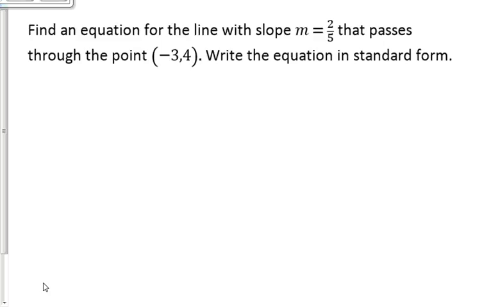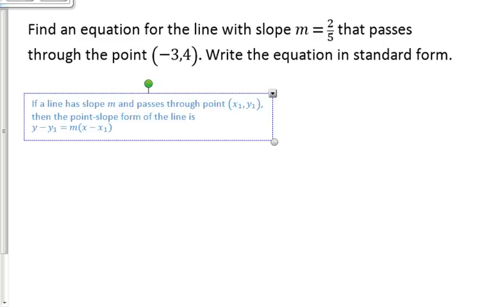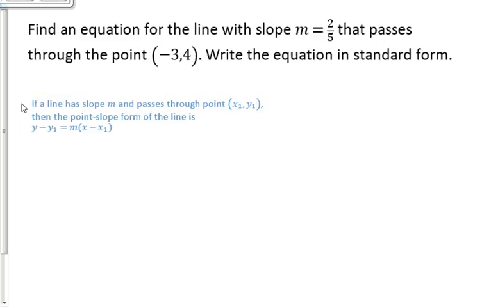And there's a handy little tool we have for coming up with equations. It's this right here, point slope form. So this reads, if a line has slope m, we have the slope m, 2/5, and passes through point x1, y1, we also have a point. x1 would be -3, y1 would be 4. So we have everything we need: the slope m, 2/5, and a point, x1, y1, -3 and 4 respectively.